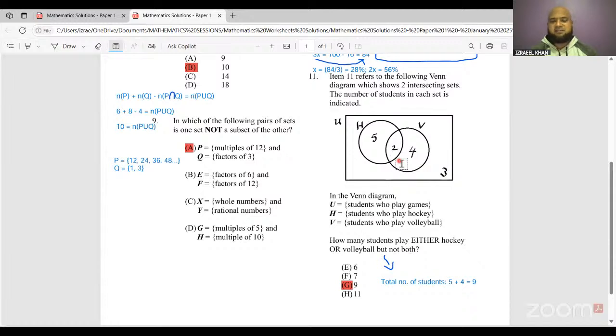Now, looking at this, playing either hockey or volleyball, but not both. 2 students play both. You're not interested in that. 3 students play neither hockey nor volleyball. They're not interested in those sports. So we're not interested in 3. We're not interested in the 2. All we're interested in is the 5, which are those who play hockey alone. And you're interested in the 4, which are those students who play volleyball alone. If you add the 5 and the 4, you get 9. So 9 students essentially play hockey or play volleyball, but they're not playing both.